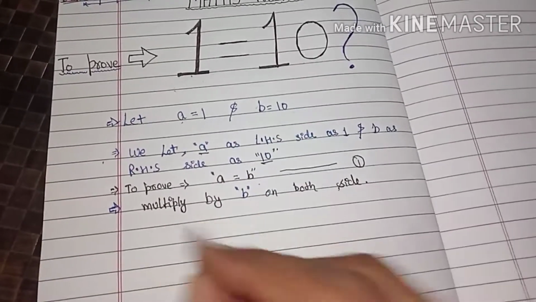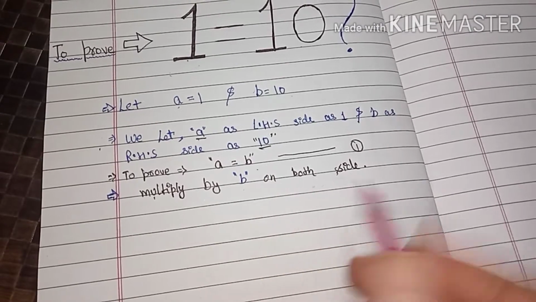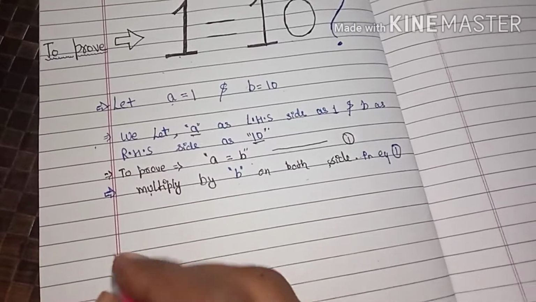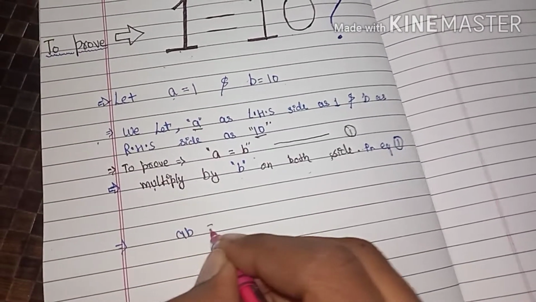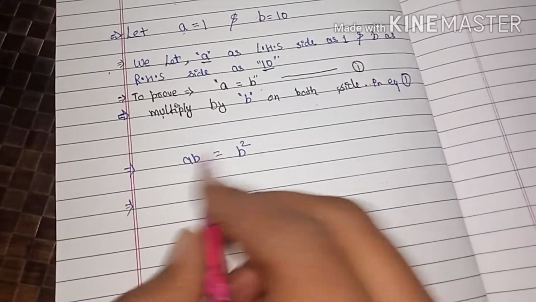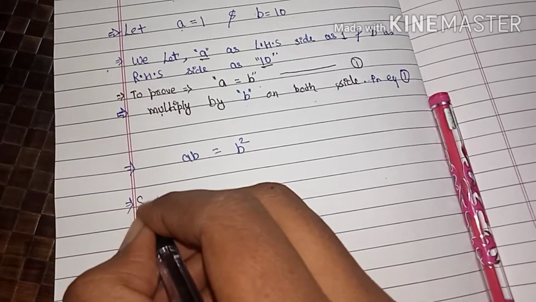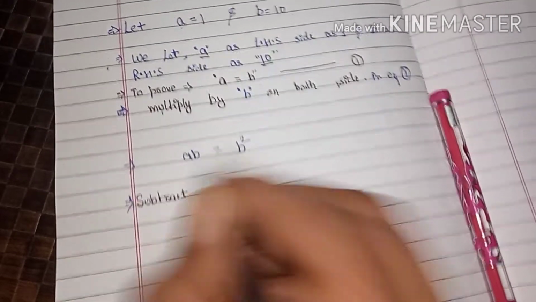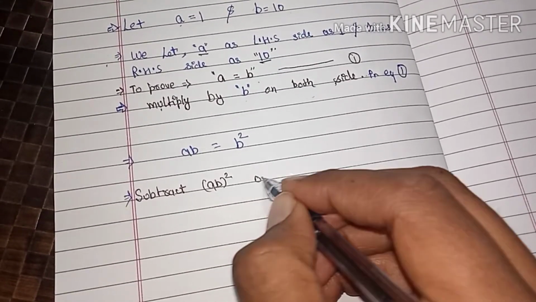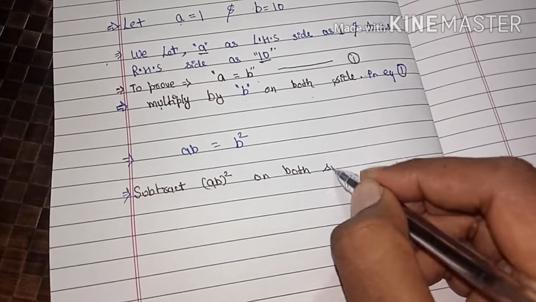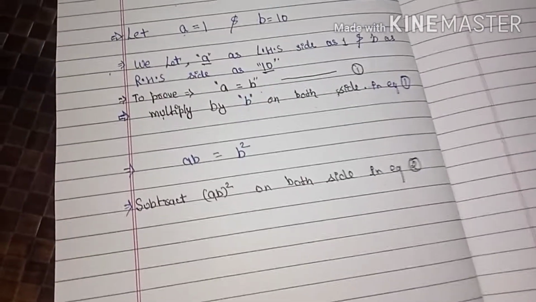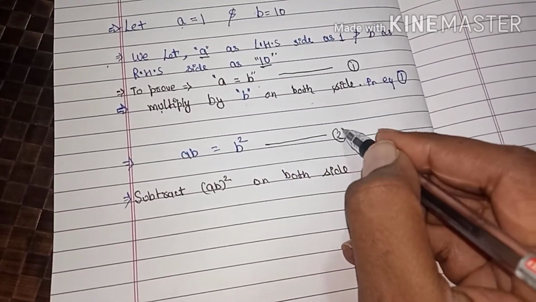Okay. So multiply by B on both sides in equation 1. If we multiply, we get AB is equal to B square. Simple. Okay. So on the next step, we subtract AB whole square on both sides in equation 2.